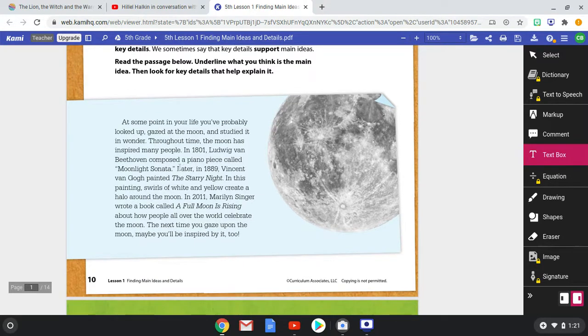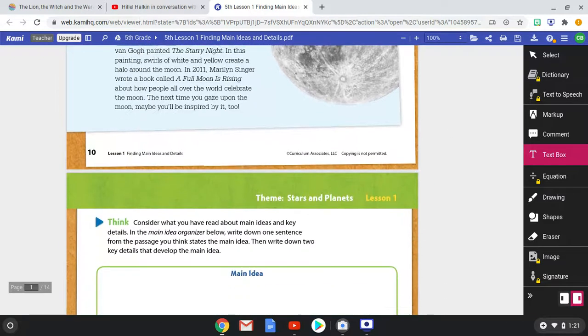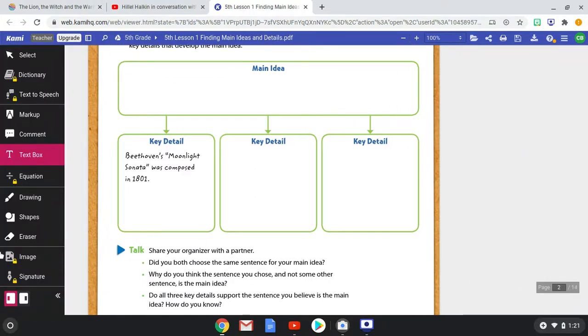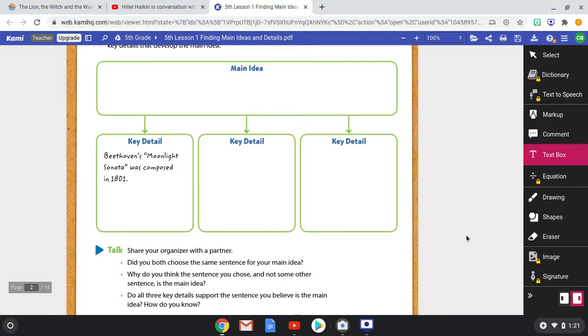Okay, so I see my first key detail. So let's see, what do we think our second one would be? It's that in 1889, Vincent van Gogh painted The Starry Night. So I'm going to go down here. And normally when you open these PDFs, your toolbar will be on this side. I just move mine to this side over here to the right because that's how I like it, but you can use it however you want.